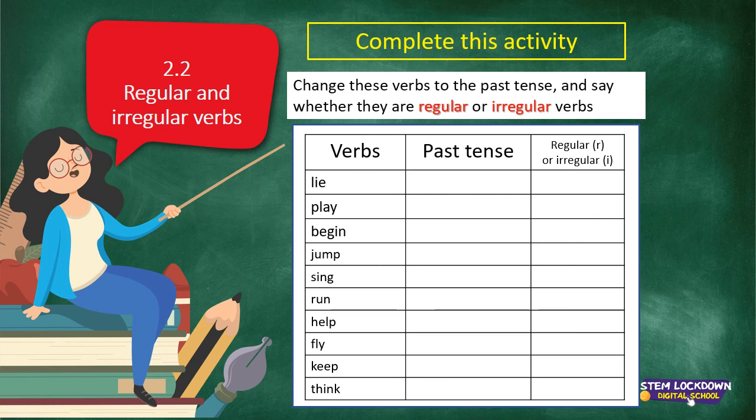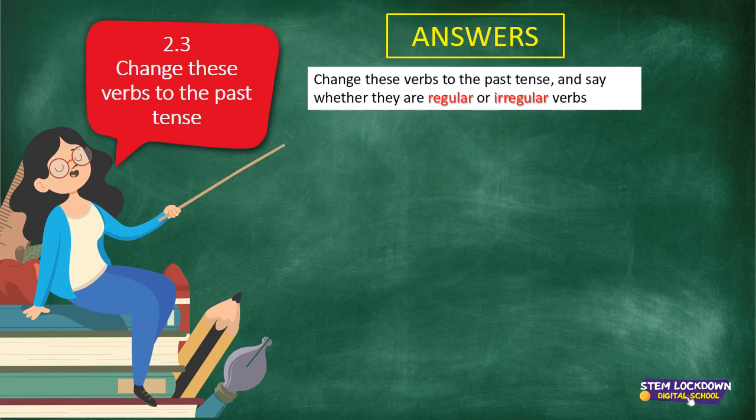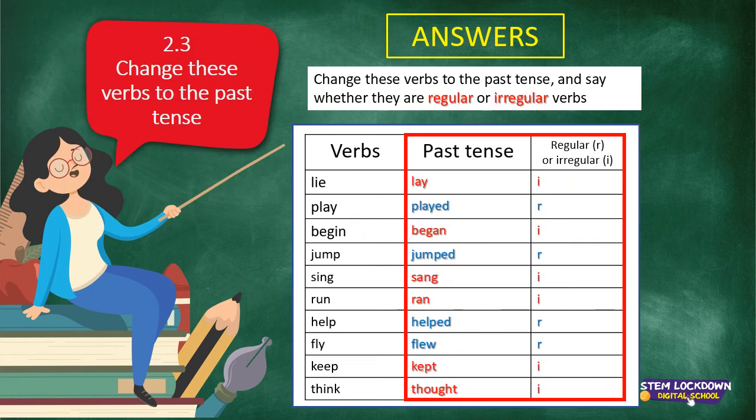Are you done? Great. Right, let's look at the answers. You had to change verbs into the past tense and state whether they were regular or irregular verbs. Right. So let's go through the list. You mark your work. Lie becomes lay and it's irregular. Play becomes played and it's regular.